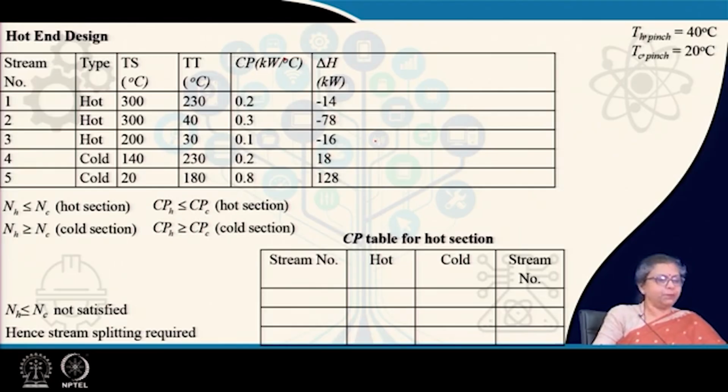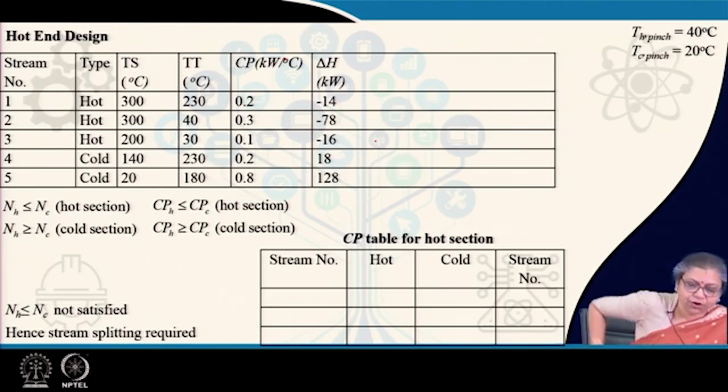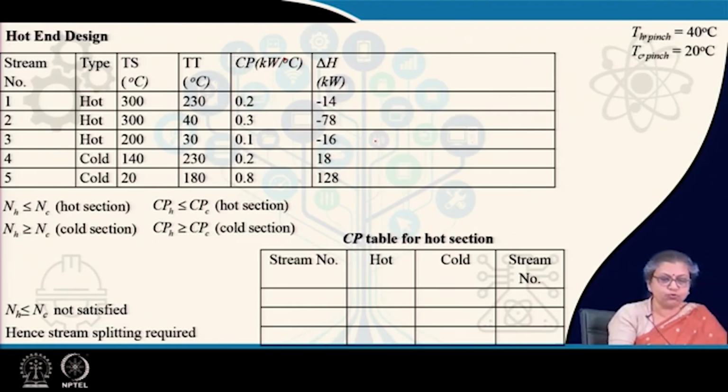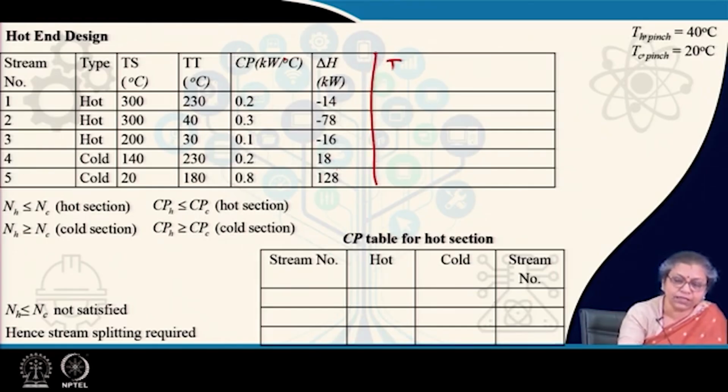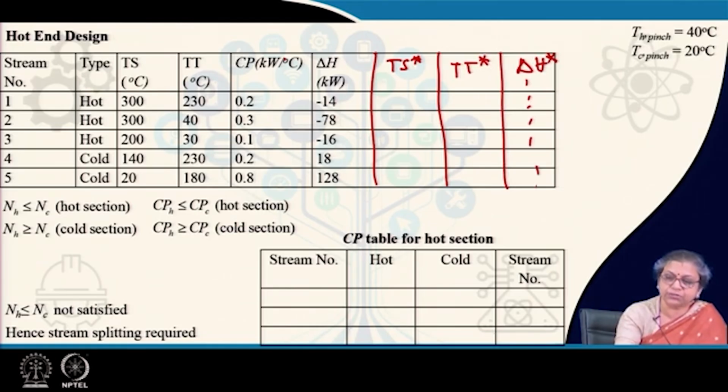Now I will be taking up one more problem for you. The specifications of the problem are given here. In this particular problem, we have 3 hot streams and we have 2 cold streams. The start and the target temperatures are given, the CP is given, the total delta H required is given. Just the way we had said, from here you can start, you can find out Ts star and you can find out Tt star, and then you can find out delta H star between each particular interval.